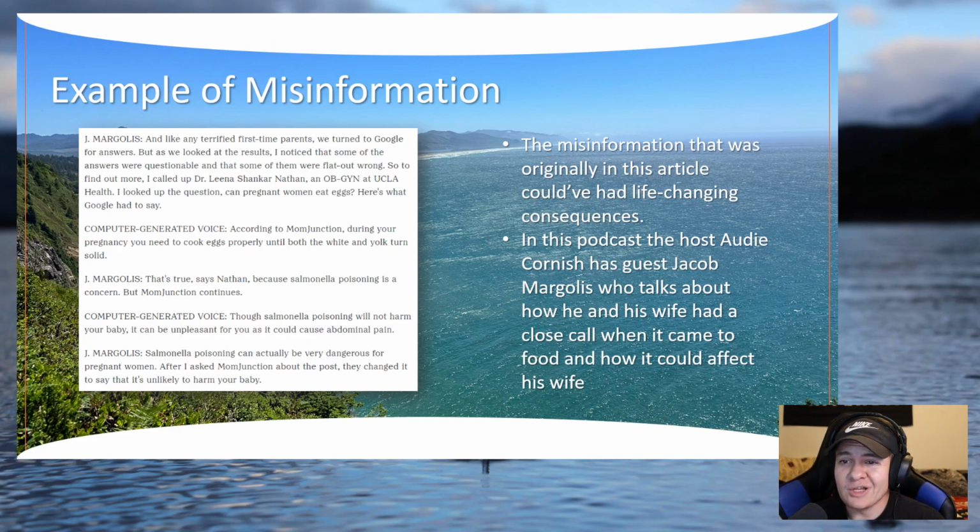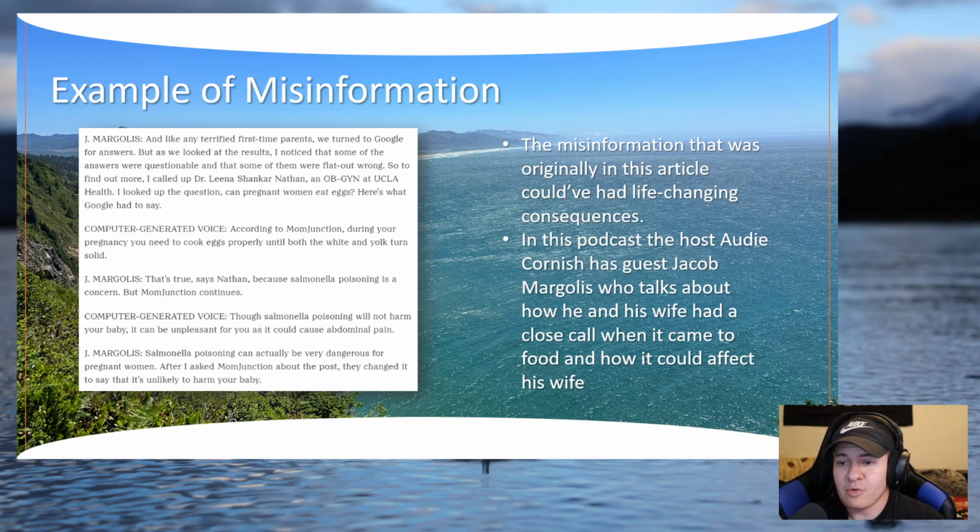"So to find more, I called up Dr. Lena Shakar Nathan, an OBGYN at UCLA Health. I looked up the question, can pregnant women eat eggs? Here's what Google had to say. According to Mom Junction, during your pregnancy, you need to cook eggs properly until both the white and yolk turn solid." That's true, says Nathan, because salmonella poisoning is a concern, but Mom Junction continues: "Though salmonella poisoning will not harm your baby, it can be unpleasant for you as it could cause abdominal pain."